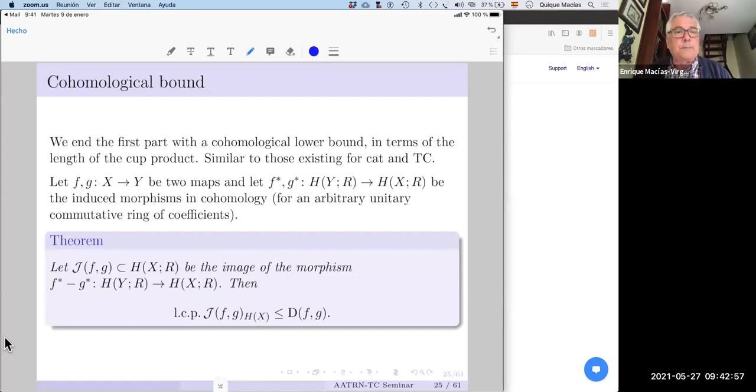And to end this first part, I will give a cohomological lower bound in terms of the length of the cap product, which is similar to those existing for the category and the topological complexity. If we have two maps F and G, and we take the induced maps in cohomology, then I call J_FG the image of the morphism F star minus G star, and then the distance is bounded below by the length of the cap product.